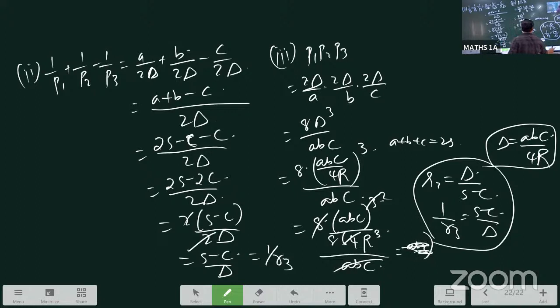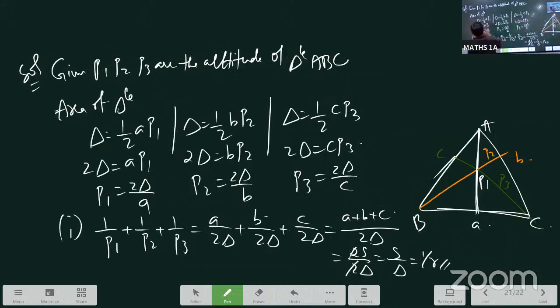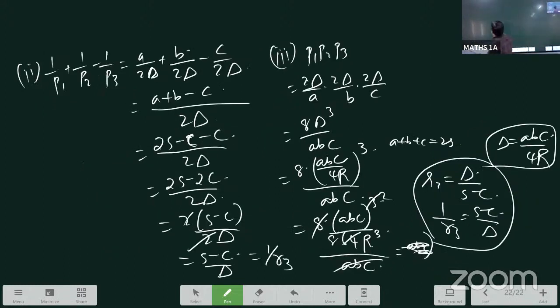I will write it in next board. That is abc whole square by 8R cube.